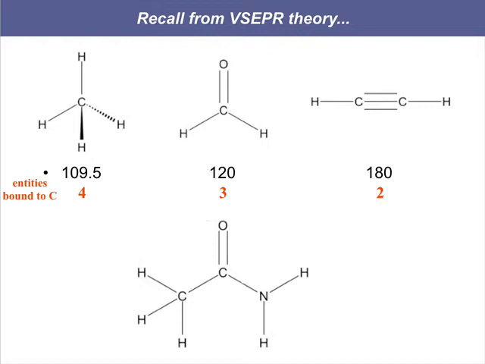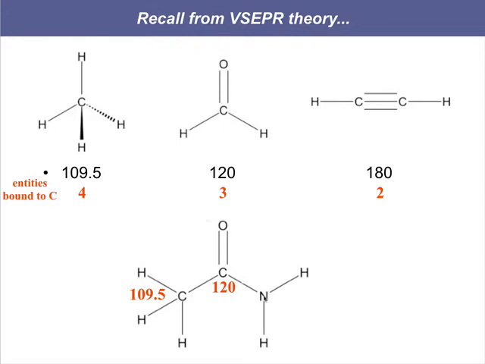Let's go through the carbons and identify which bond angle would apply. So for the carbon on the left, what would that bond angle be? How many entities do we have bound to this carbon? Well, we've got 4 entities bound to this carbon. We've got the 3 hydrogens and the carbon in the middle. So that carbon's geometry would be 109.5. The center carbon, how many entities are bound to the center carbon? Well, we've got 3. Again, we've got the O, the C, and the N. So the geometry around that carbon should be 120 degrees.